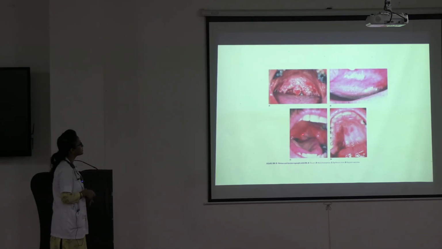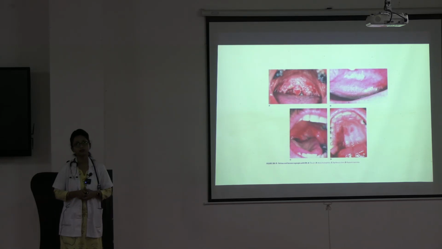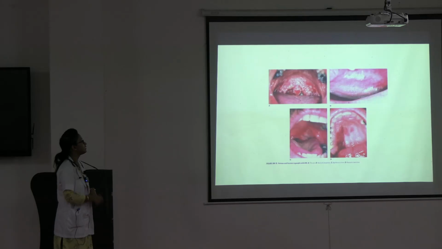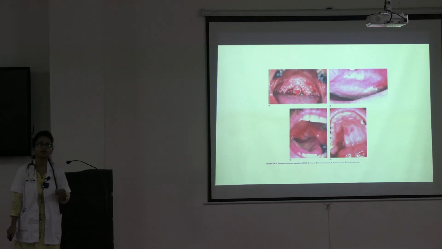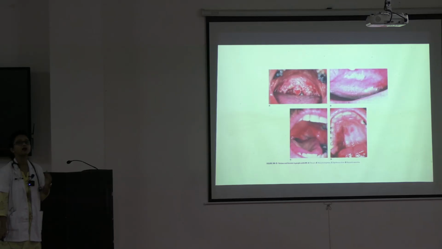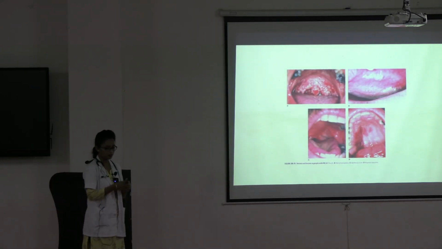Next, you can see some punched out lesions here. So this is the painful aphthous ulcers. And the last, it is the picture of Kaposi sarcoma. Kaposi sarcoma is a low-grade vascular neoplasm that is caused by herpes HHV8. Okay.